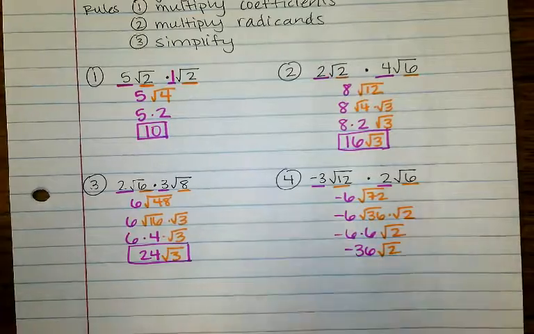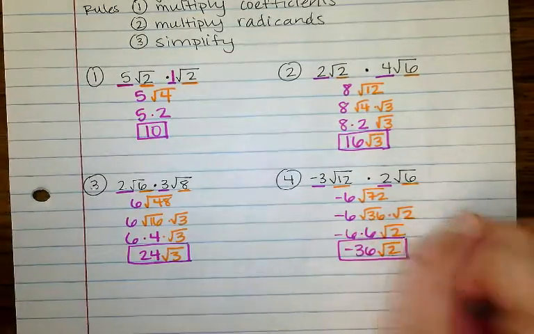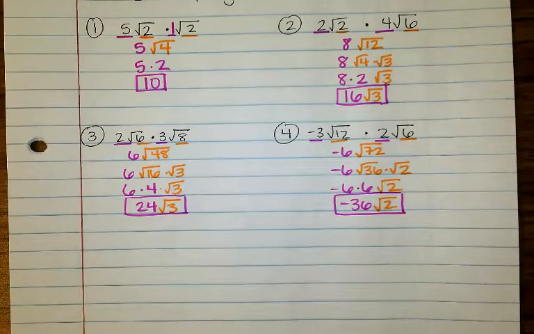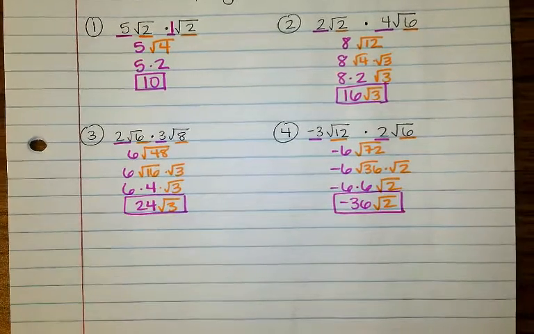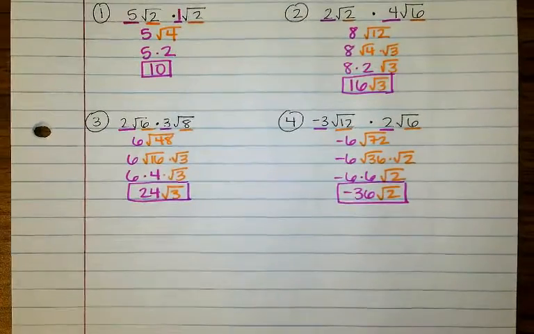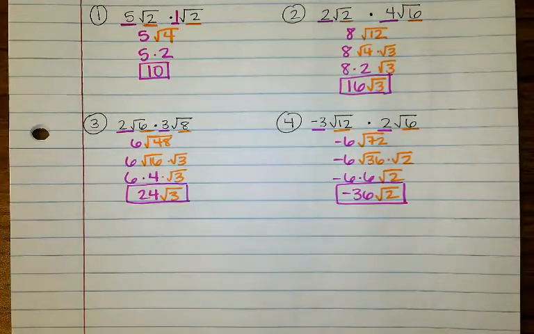Any questions so far on how we multiply these radicals together? Alright, do you guys have any questions on numbers 3 or 4? Does this look pretty good, guys? Y'all feel good about this so far?